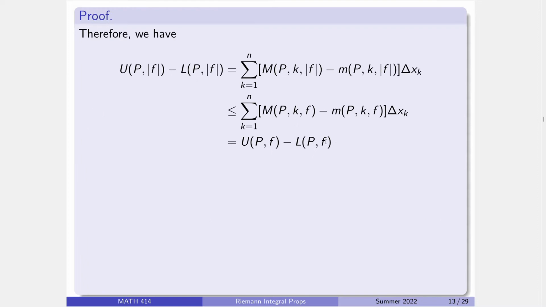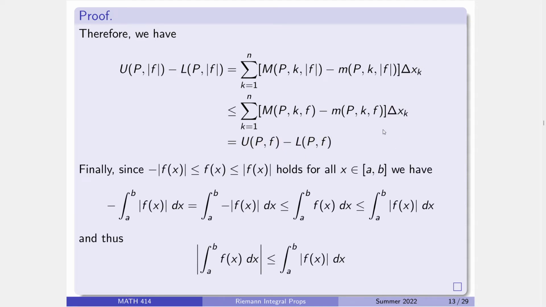Which means that now if I look at the upper and lower Darboux sum difference, I get this inequality because, again, these are strictly positive, and I know this is less than epsilon, and there we go, we must be integrable. And finally, to get the inequality that I claimed, we know that f of x is bounded above by its absolute value and bounded below by its negative.